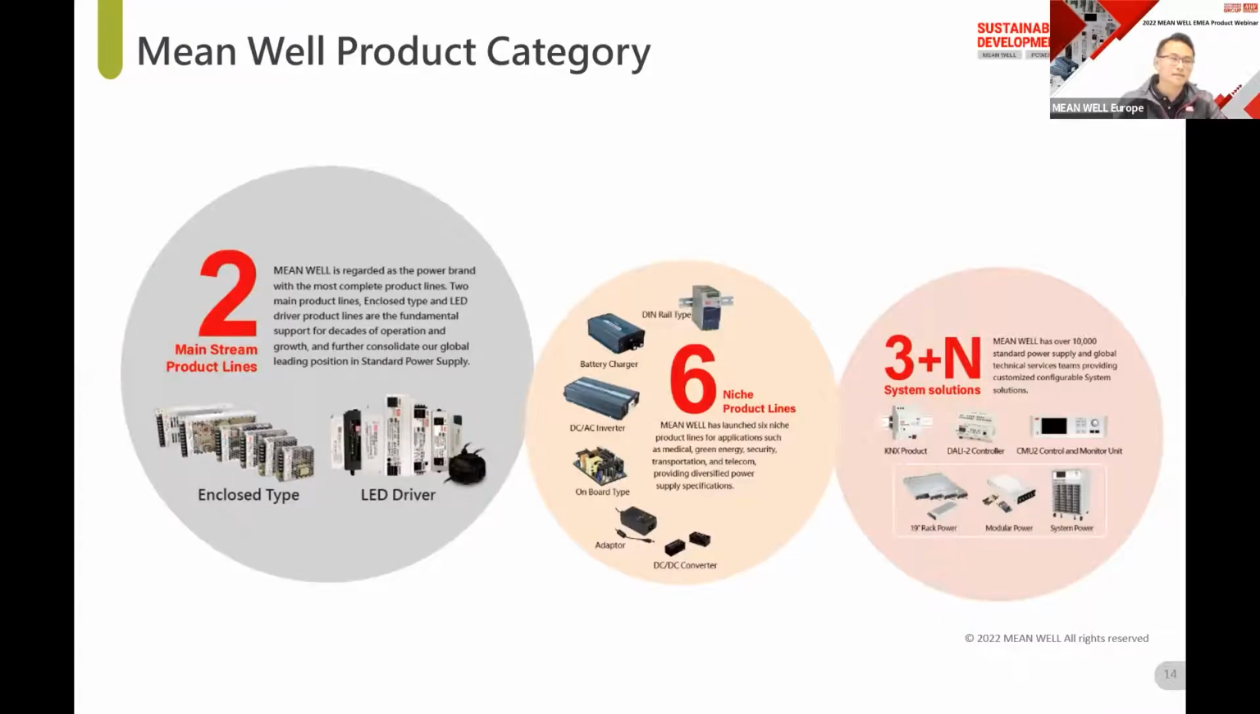Enclosed power supply is mainly for industrial application. It received a lot of good feedback from the customer, and this is one of the main products since Meanwhile started. Another product line is LED driver. As you know, it accounts for around 50% of the company sales, and it is a very successful product line in the past decade. Next week, we will have a look at the new products of the 2 mainstream product lines.